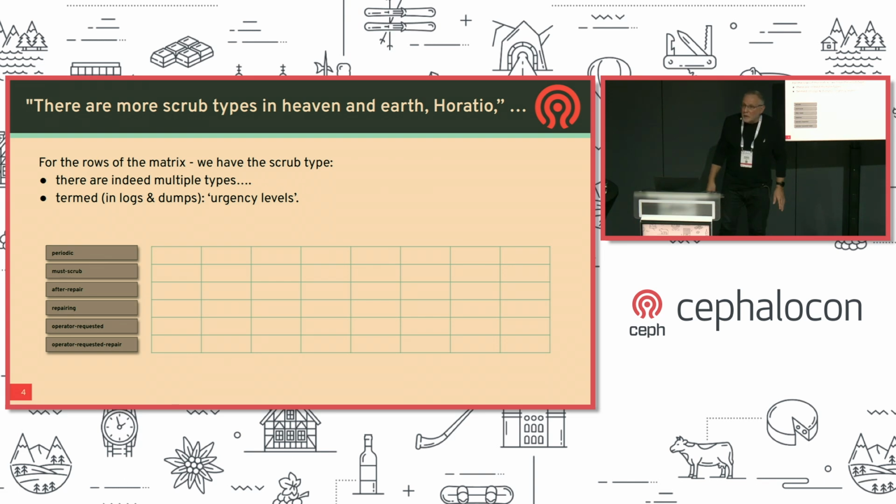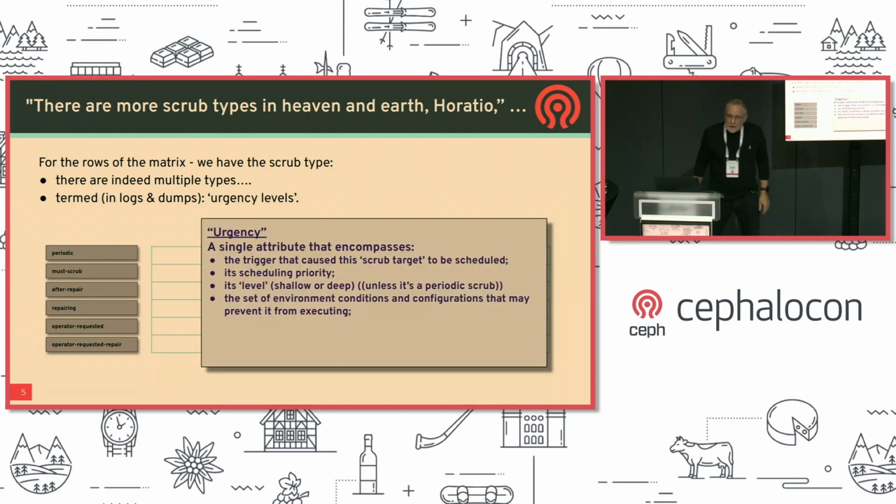Okay, what are the rows of the table? On the rows, we have the scrub types. Now, starting with Tentacle, the term we are using is urgency levels. And you can see the 6 urgency levels on the left as the rows. The urgency is a single attribute that encompasses what caused this specific scrub to be executed, to be scheduled.